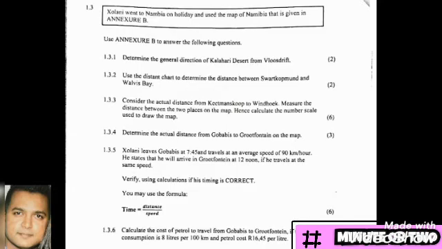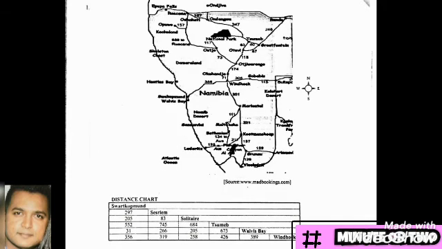1.3.4, determine the actual distance from Gobabus to Krut Fontaine on the map. So looking at the actual distances, we come down to the distance chart and we see none of these names appear there. So our clue in the question is on the map. So the examiner is directing you as to where you need to find these answers. Looking at Krut Fontaine, it's towards the top of the map. Just below this is Gobabus.